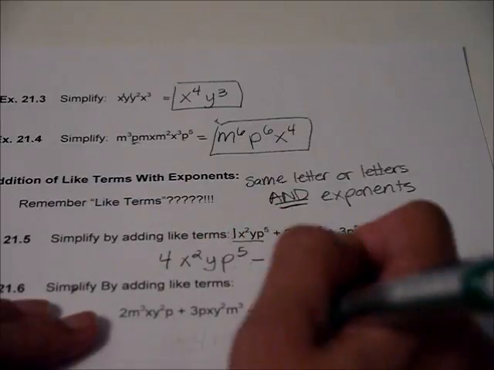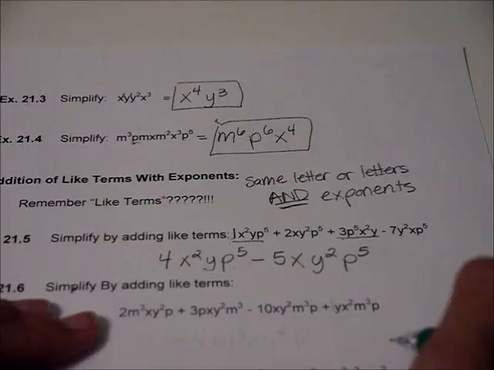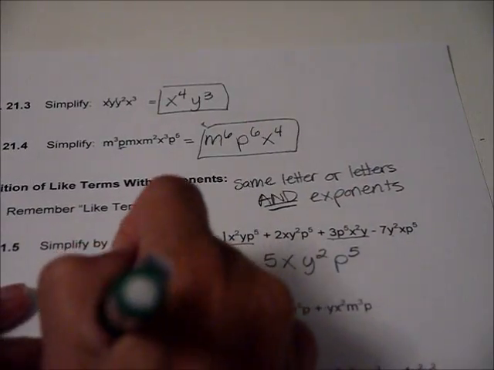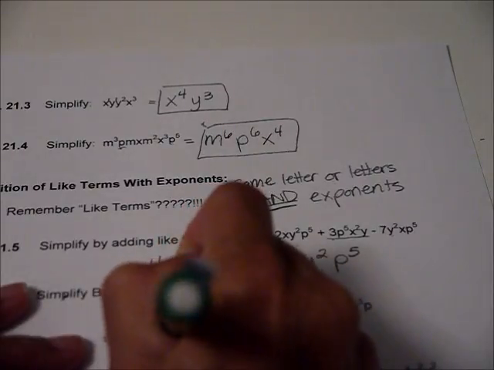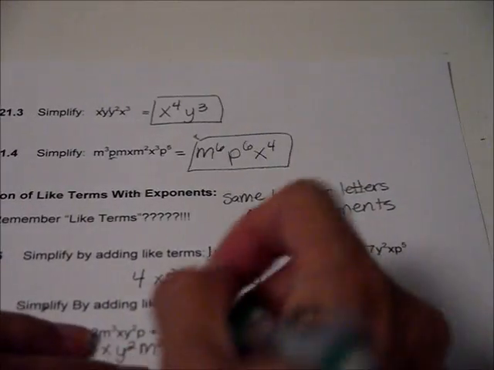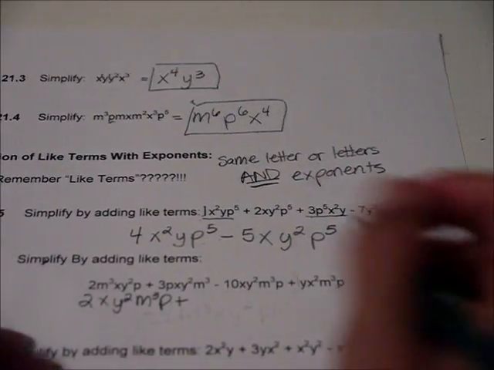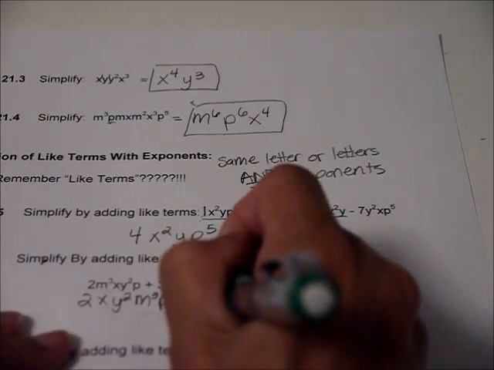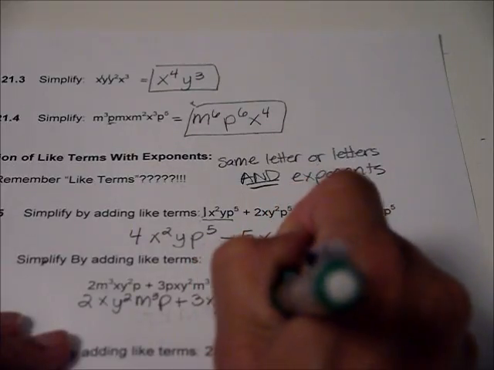Alright, so what we could do is put them all in alphabetical order to see if we can find any like terms. I think that would be the best thing to do. Or do x, y, and p. How about that? So if we do that, this is 2xy squared m cubed p. That way it's easier to see. We're just going to put all of the variables in the same order, okay? Then this turns into a 3, an x, a y squared, m cubed p.